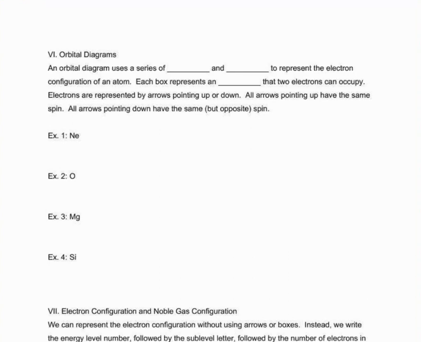An orbital diagram uses a series of boxes and arrows, which I briefly mentioned in the previous video when we talked about the 3 rules of the ground state. Those 3 rules are going to play in here for our orbital diagrams.